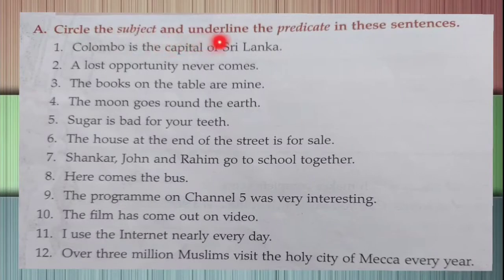Circle the subject and underline the predicate in these sentences. You have to circle the subject and underline the predicate. Look at the first one: Colombo is the capital of Sri Lanka. As we have learned, the subject tells us what the sentence is about and the predicate gives more information about the subject. Subject means the name of the person or thing, or sometimes in place of a name they will write only a pronoun. And predicate means verb and tells something about the subject, right?